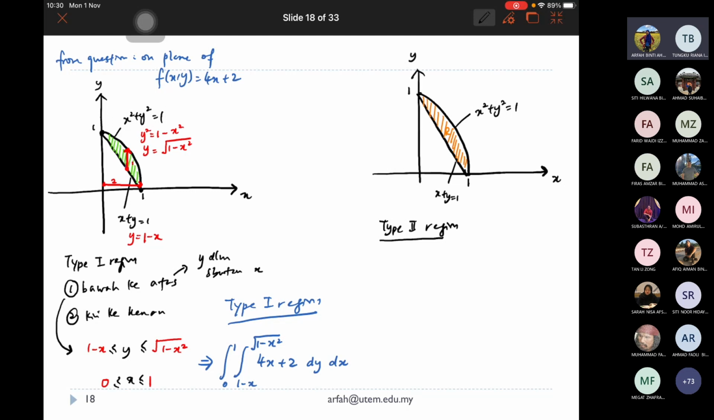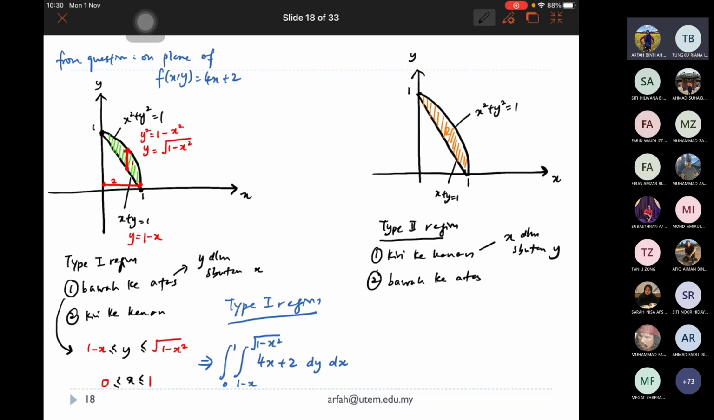Okay. So kalau type 2, first movement is daripada kiri ke kanan. Okay. Then second movement daripada bawah ke atas. Okay. Bawah ke atas. So dalam yang ini X dalam sebutan Y.